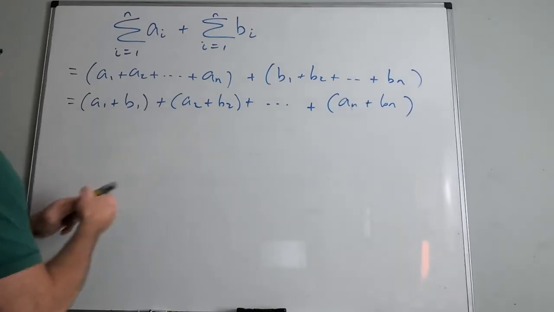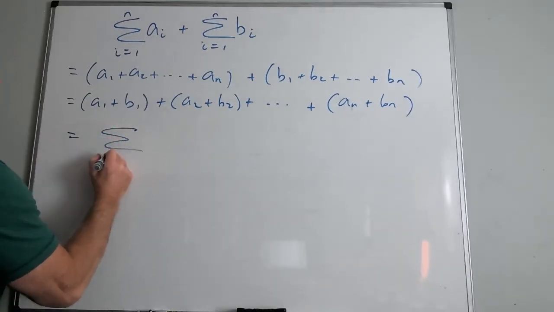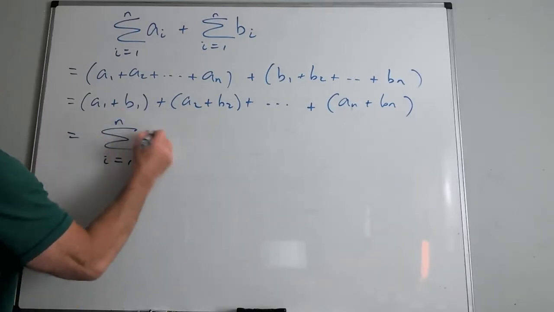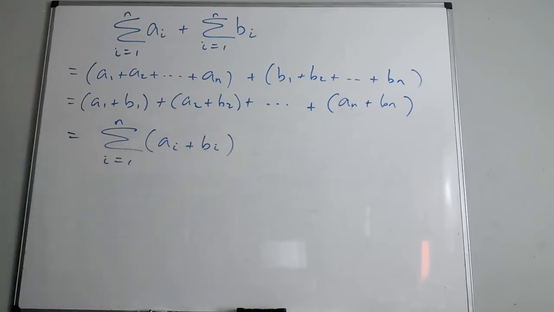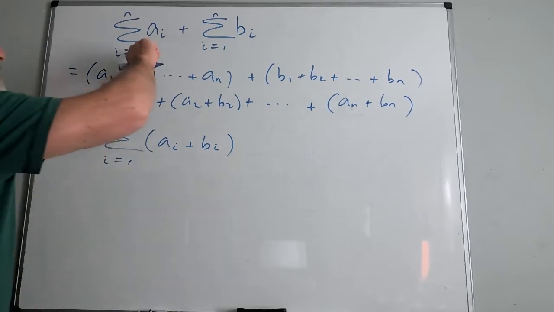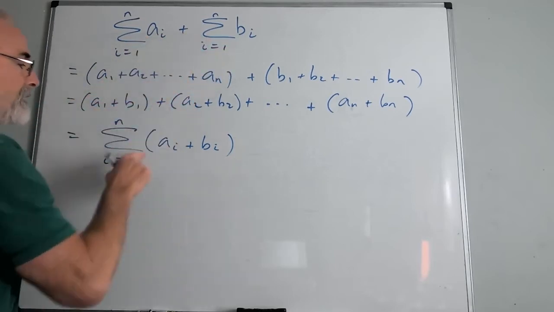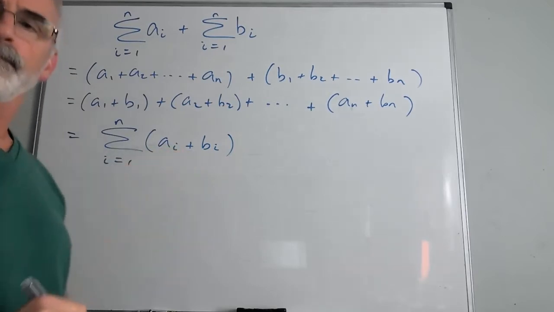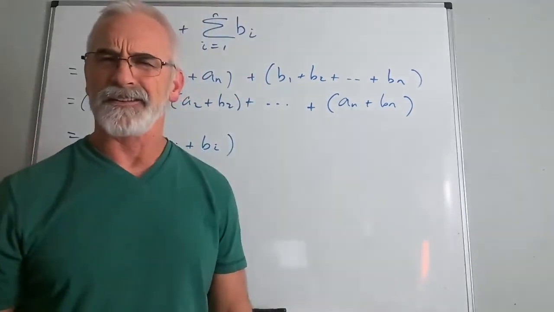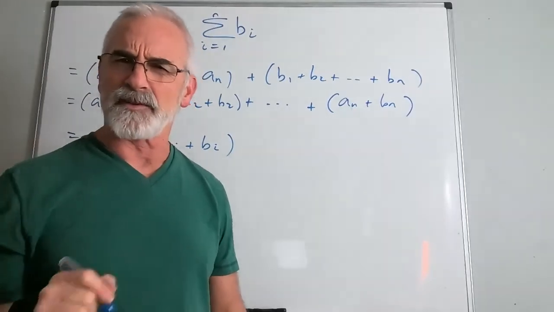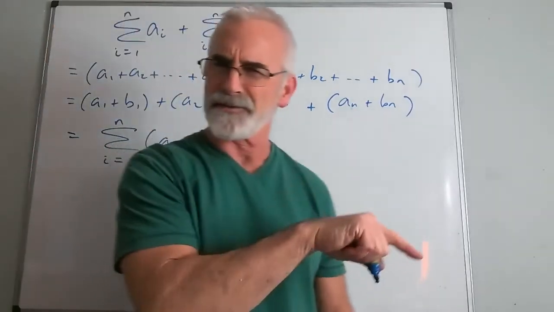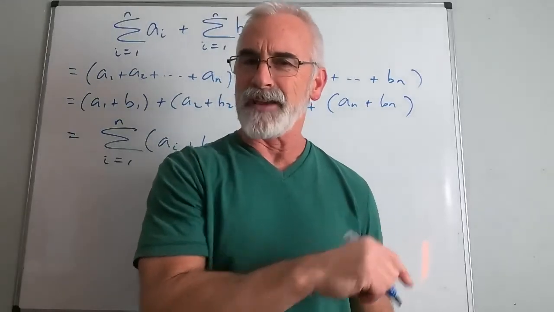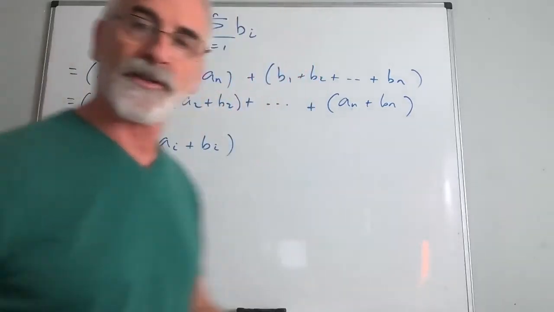But what is this? This is the sum of a_i plus b_i. The sum of the summations is the summation of the sum. That sounds kind of like, isn't the sum of the limits the limit of a sum, and the sum of the derivatives is the derivative of a sum, and the sum of the integrals is the integral of the sum? Yeah, it's the same property. It also holds for series.